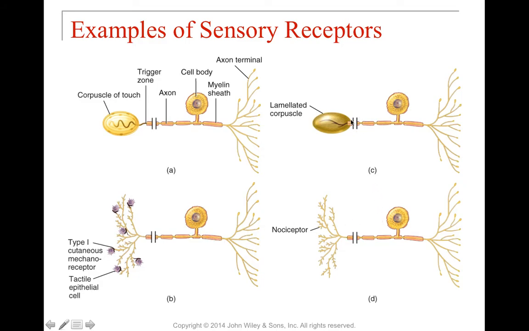Here's a laminated corpuscle, very similar to a corpuscle of touch. That's why it's called a corpuscle. It looks like a little seed. And that information, again, is going to be passed down until we get to the axon terminal. And then we also have a nociceptor. And this is like a pain receptor, or I guess maybe a temperature sort of receptor.